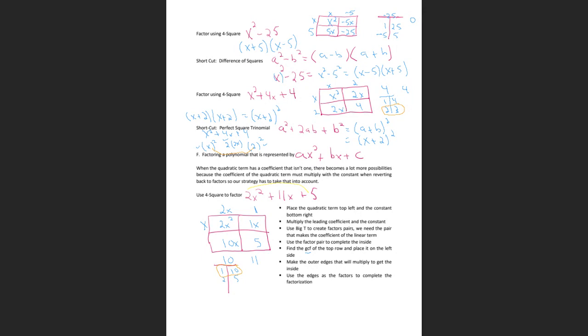If I've got a 2x there, I've got to have a 5 here because 5 times 2x is going to be 10x. And does 5 times 1 give me this 5? It does. So now I've completed the process. The edges become the factorization. So this 2x plus 1 and this x plus 5 become my factorization. So that's using Foursquare.